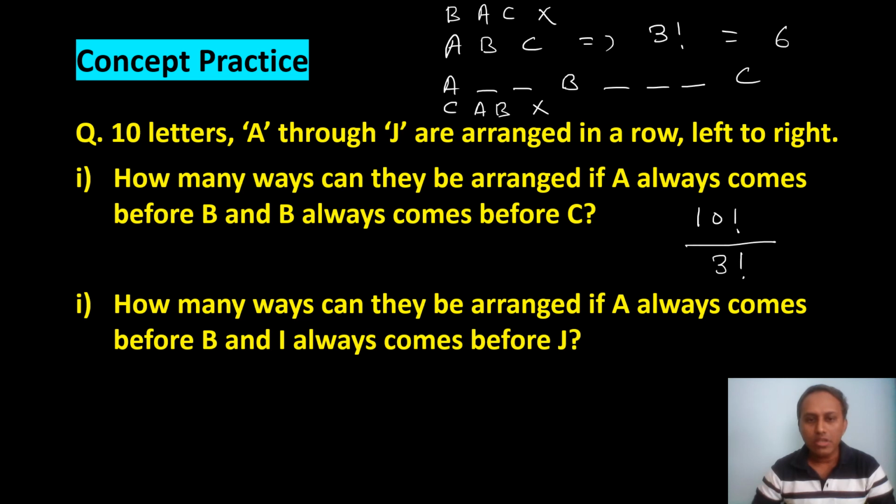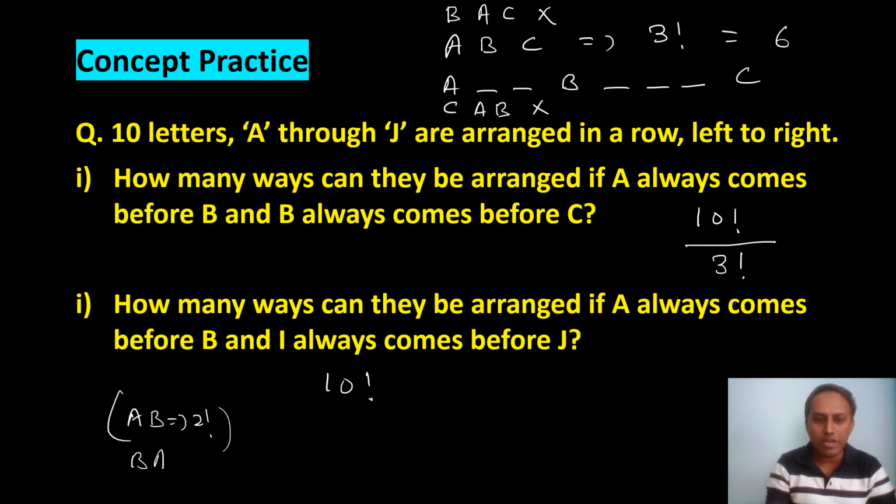Now look at the second question. When the first question is done, then the second question is easy. How many ways can they be arranged if A always comes before B and I always comes before J? So don't mix them. There has to be A before B and I before J, separately. So A before B. When I consider A and B, total arrangement first of all is 10 factorial without any constraint. Now when I consider the group AB, they can be arranged between themselves in 2 factorial ways. Out of this, only one arrangement is valid. AB is valid but not BA. This is not a valid arrangement. So out of this I can take only one.